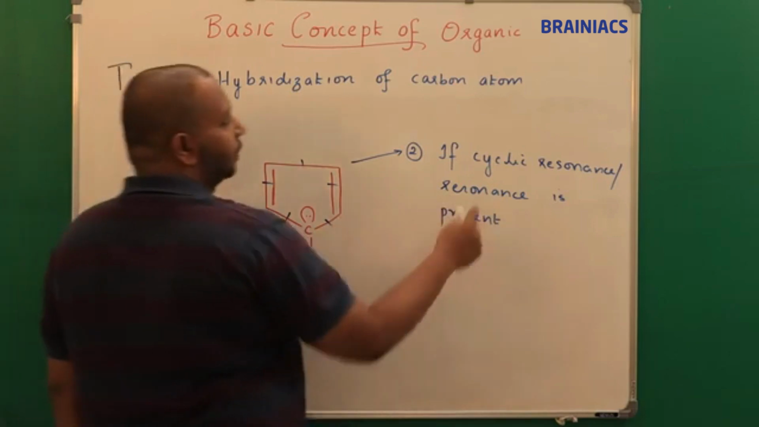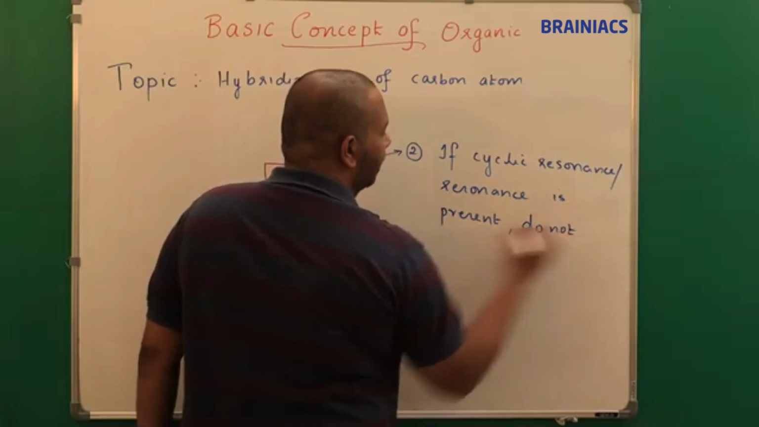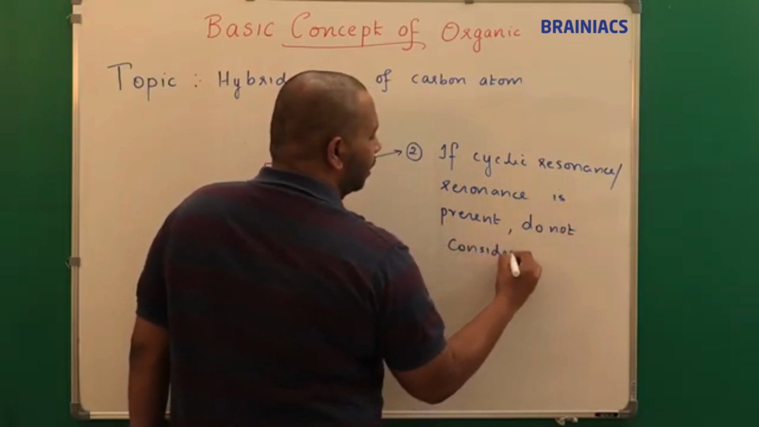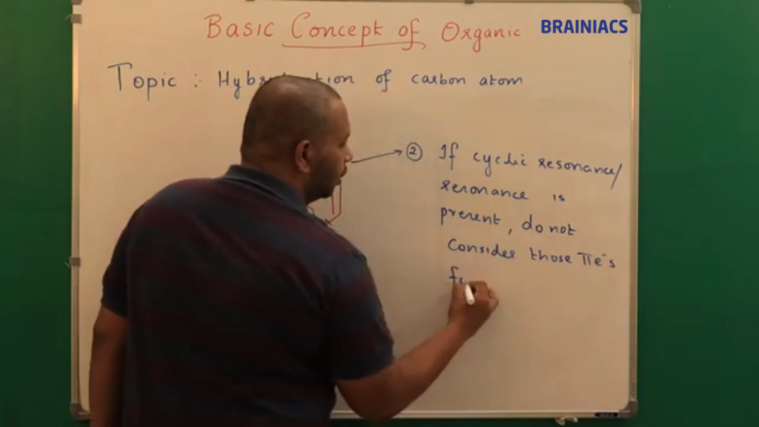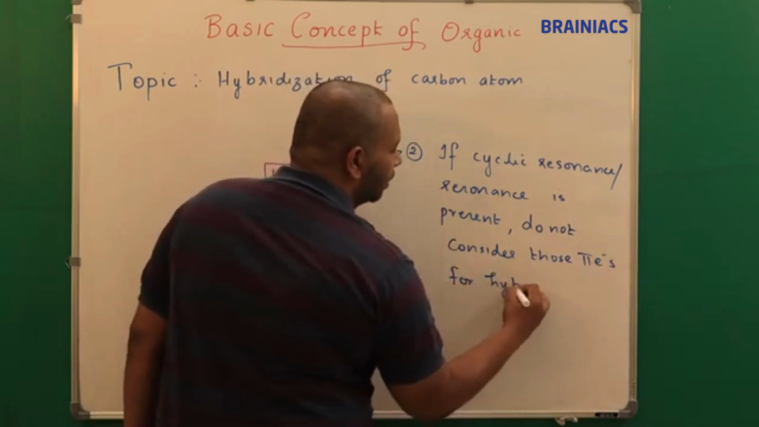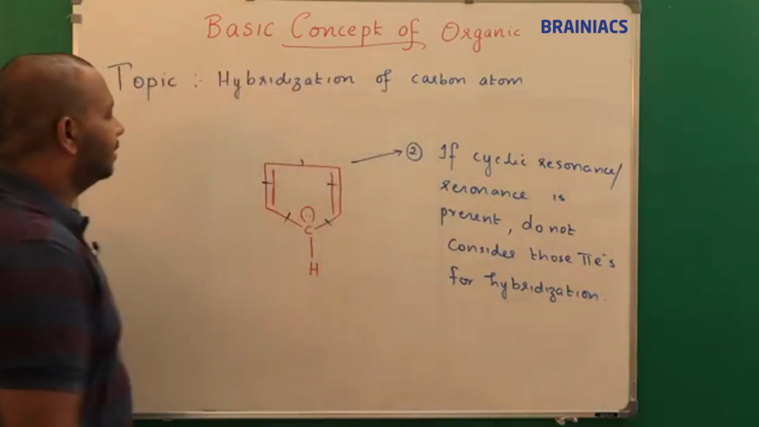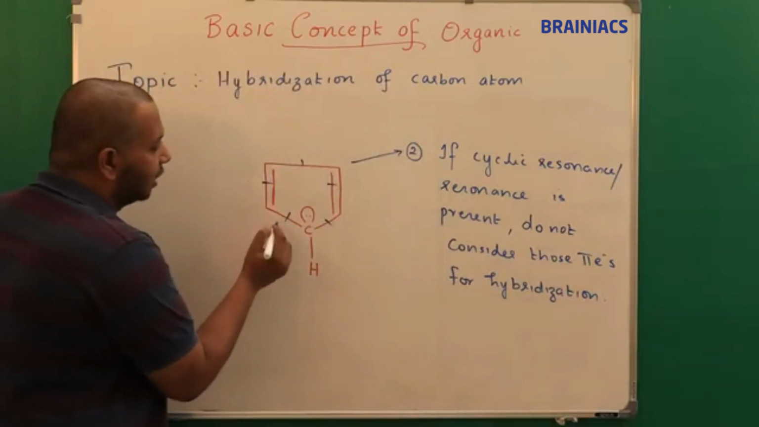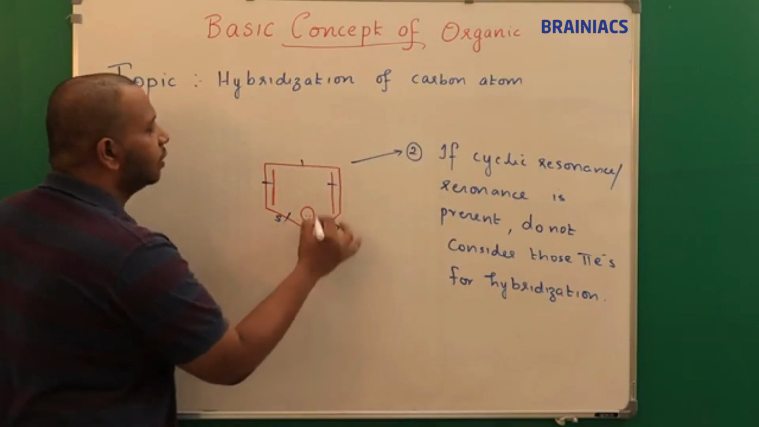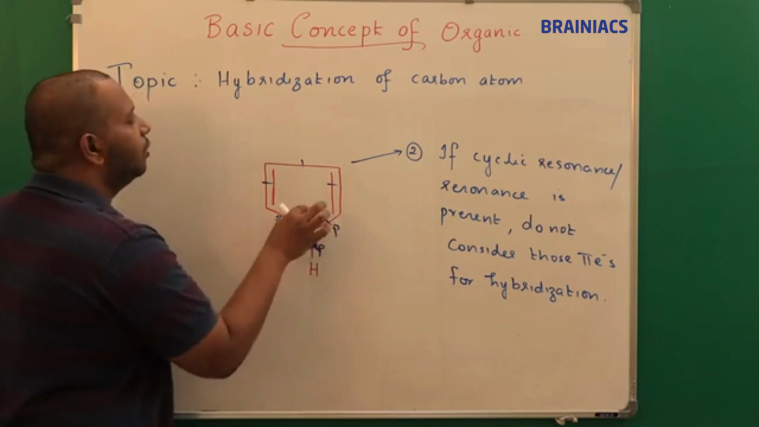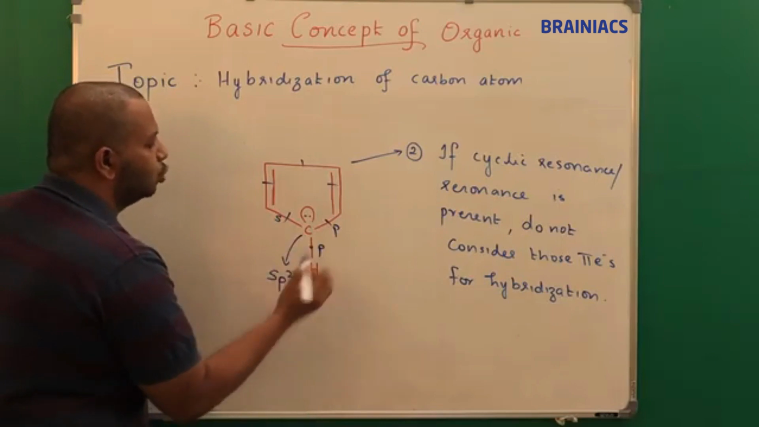Then if cyclic resonance or resonance is present, do not consider those pi electrons for hybridization. Very, very important. So that is the reason why, if I look at the hybridization of this carbon, I will take this as S, this as P and this also as P, but I will not consider these electrons. Why? Because this will enter into cyclic resonance. So my hybridization here is sp2.